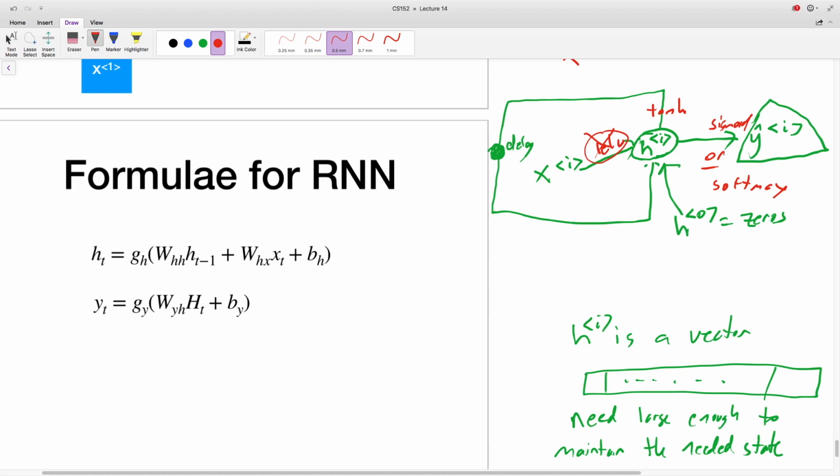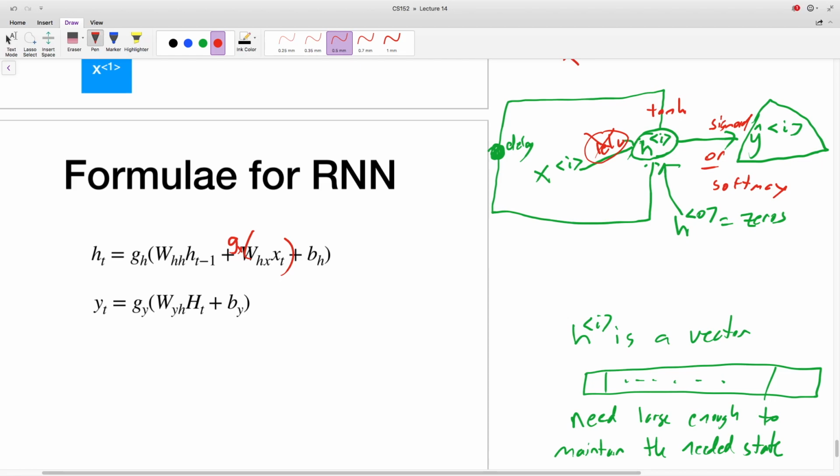There is more than one way to look at that. We could certainly have a G of X here. It's not going to change too much. So let's look at our formula. H of T is G of H, which I just told you is probably a tanh. We have a weight matrix HH, so that's from H to H, of H of T minus 1.